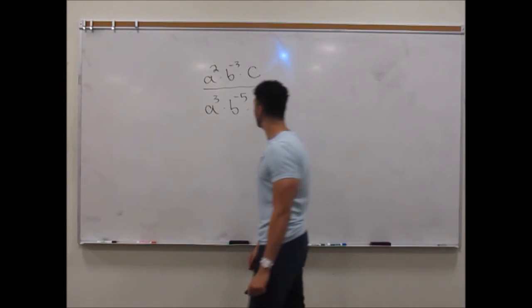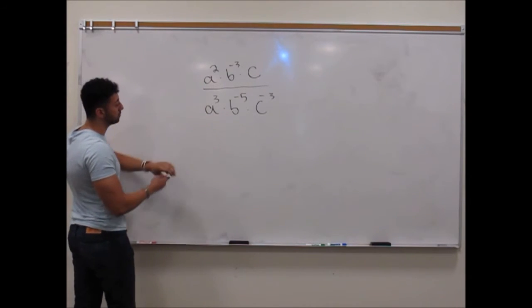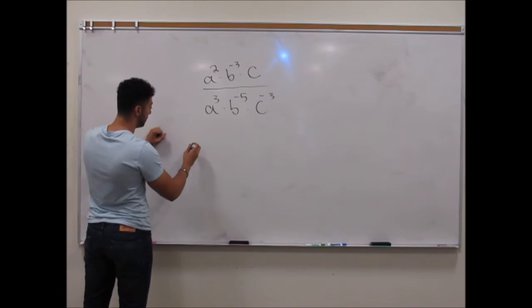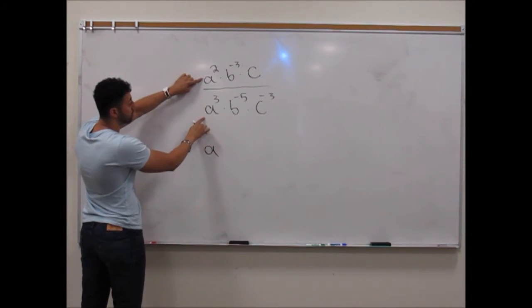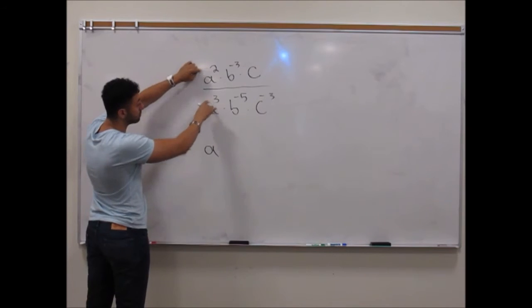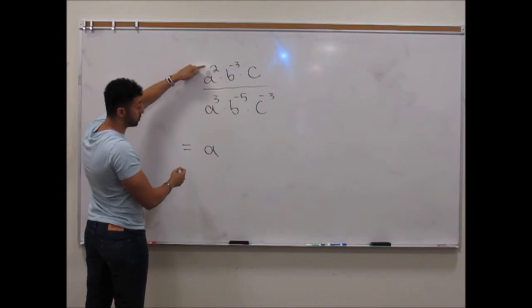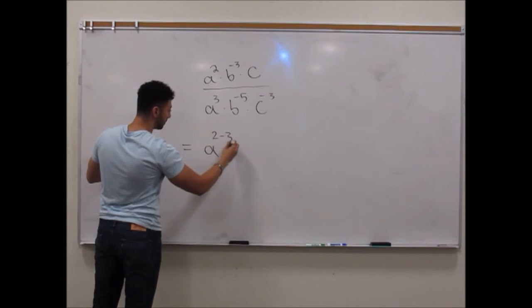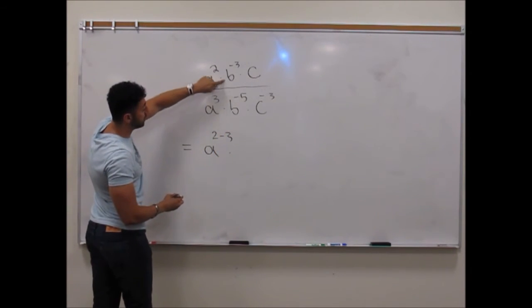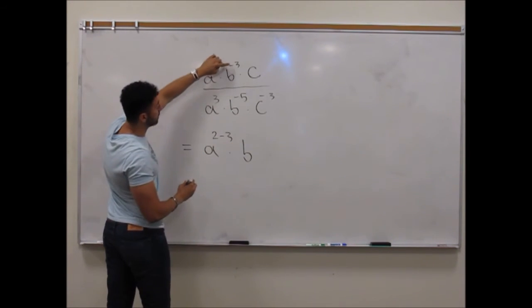Alright, so I noticed that we have the same base here, and there's a division happening. So I'm just going to write that common base just once, and what we do with the exponents is we subtract them when we have the same base and division is occurring. Starting from the top though, right? So 2 minus 3. For the A guy, the B, the same thing's happening, right? Division, so we're just going to subtract the top from the bottom.